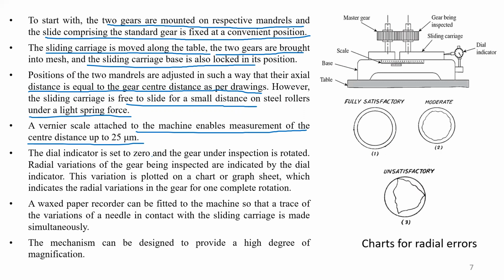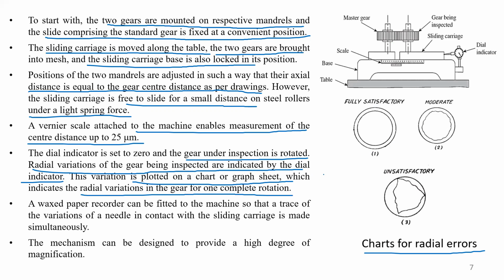So the dial indicator is set to 0 and the gear under inspection is rotated. Any radial variations of the gear being inspected are indicated by the dial indicator. And there is a chart for measuring the radial errors, so that will be recorded. The variation is plotted on the chart or graph sheet, which indicates the radial variations in the gear for one complete revolution.